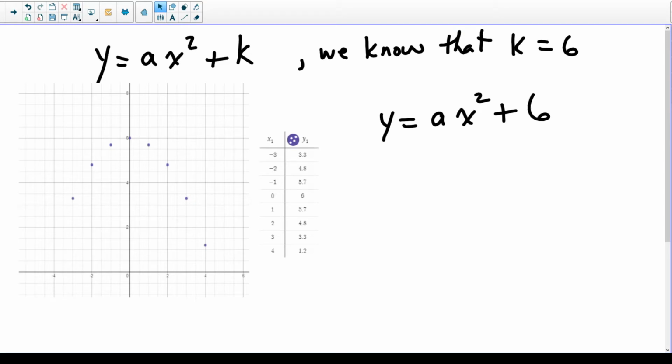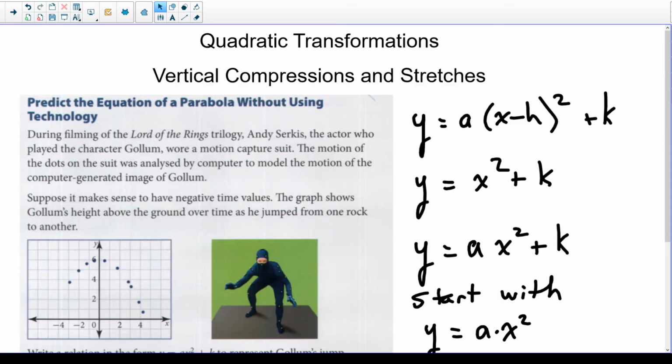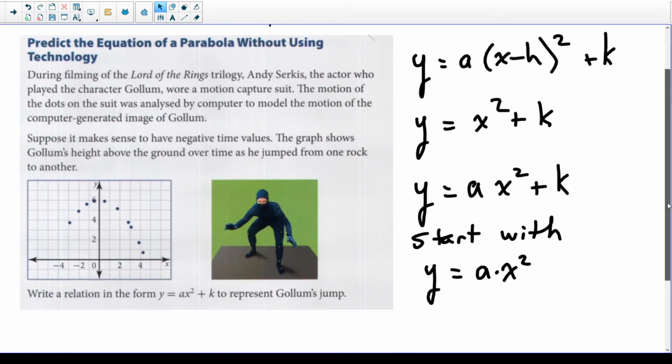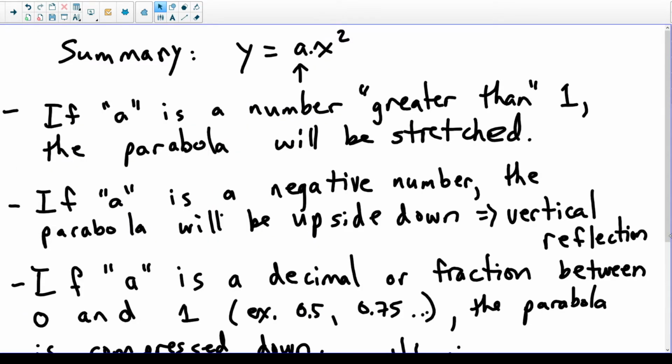Hello everyone. In yesterday's lesson, we left off with trying to figure out how we could find an equation of a parabola just given the graph or given the table of values of that parabola. And the question was related to this problem out of your textbook.